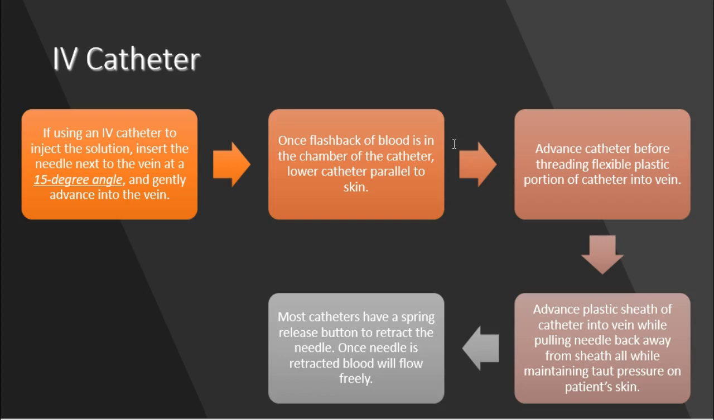Advance the plastic sheath. Sorry, skipped one. Advance the plastic sheath of the catheter into the vein, pulling the needle back away from the sheath while maintaining taut pressure on the skin. And that's where you're going to hit the release of the spring loaded. The needle's going to retract back and you're going to have free flow of blood. So you have to act quick in order to get the hub on, or your saline, so that you're not dripping blood everywhere. So I'm going to show you tricks on how not to have blood spewing everywhere.